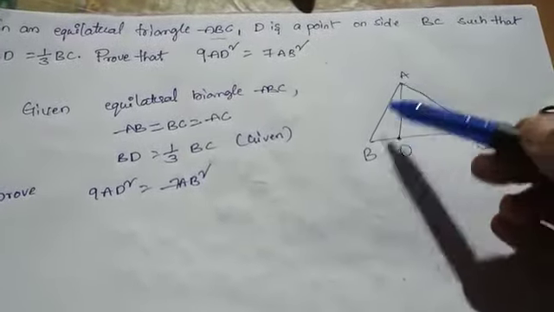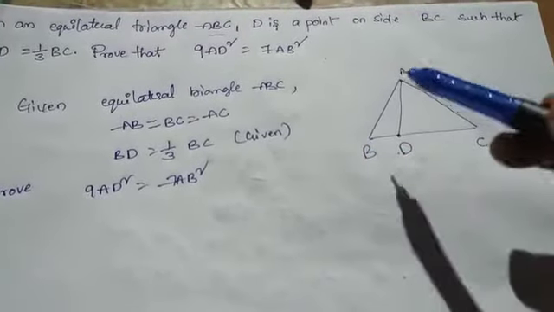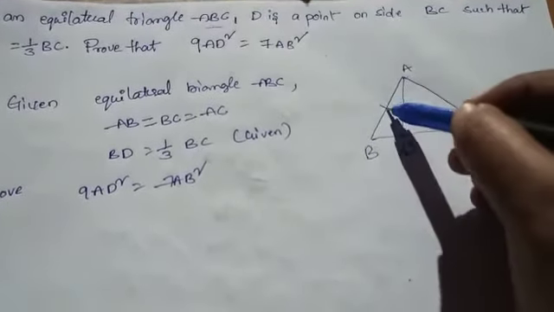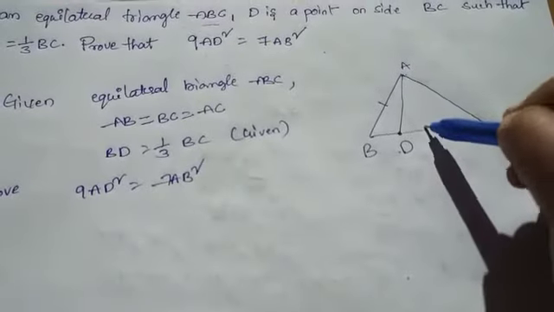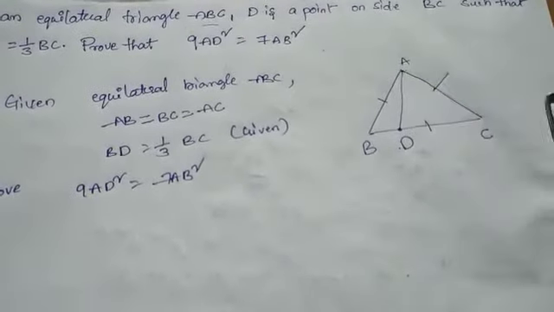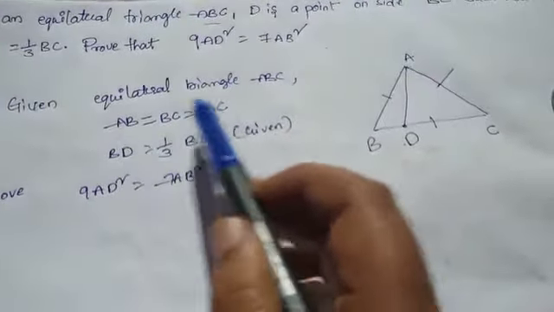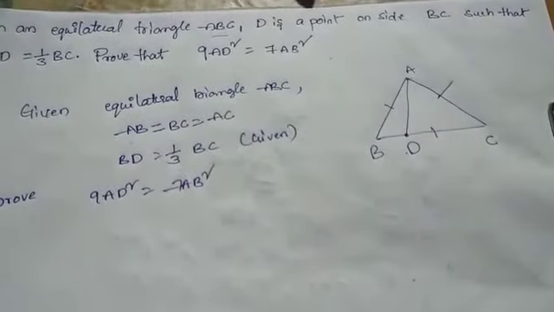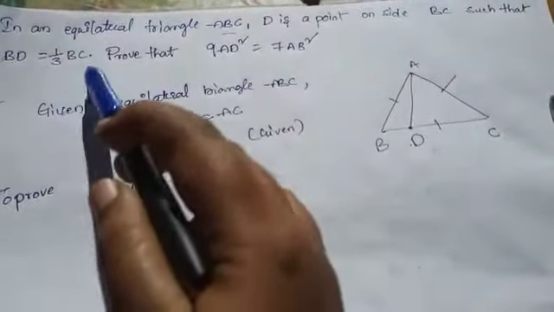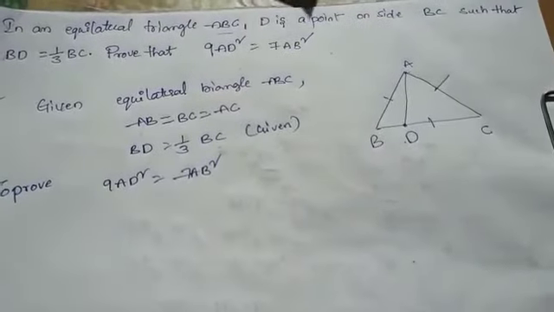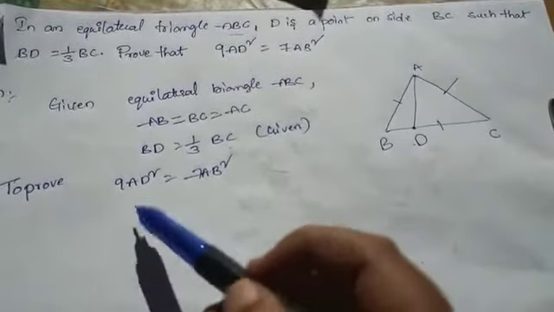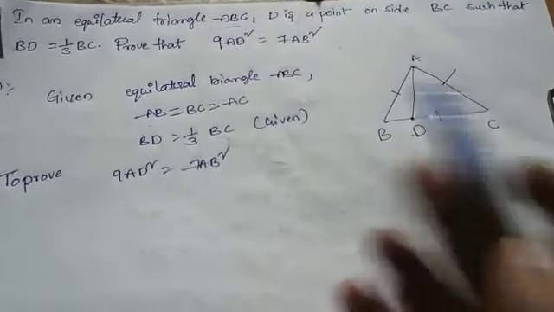Here given ABC is an equilateral triangle, so all sides are equal. AB equal to BC, which is equal to AC. All sides are equal in an equilateral triangle, and given BD equal to 1/3 of BC. Here we need to prove 9AD square equal to 7AB square.